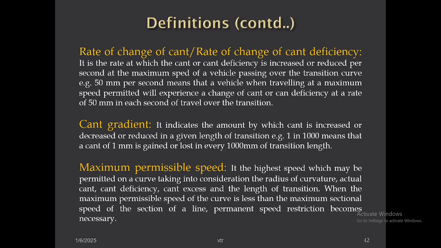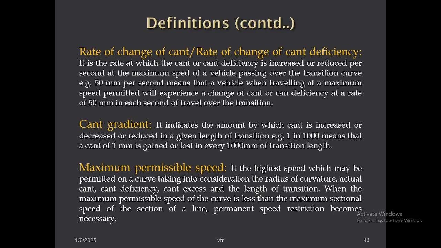And cant gradient is the physical gradient; normally we provide 1 in 720, which is the desirable gradient. That means 720 meters for 1 meter of rise. It should not be steeper than that. In exceptional cases, because of site conditions or some problem, we permit a gradient of up to 1 in 360, that is, 360 meters for 1 meter. Based on that we calculate the length of transition.